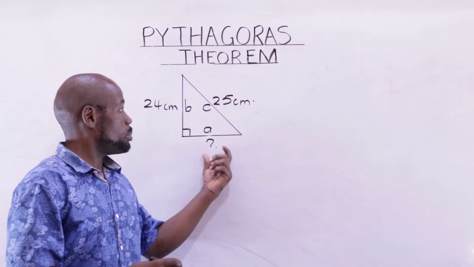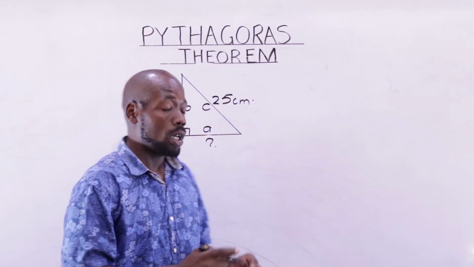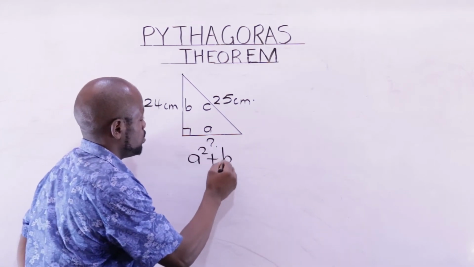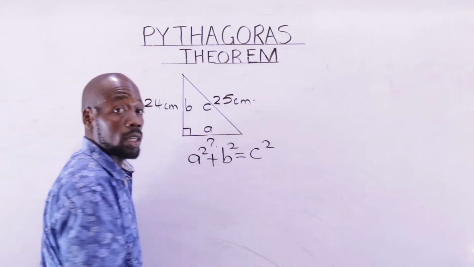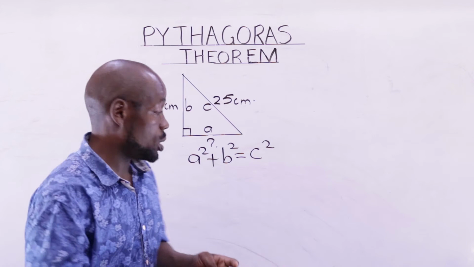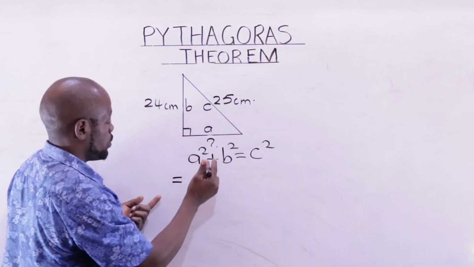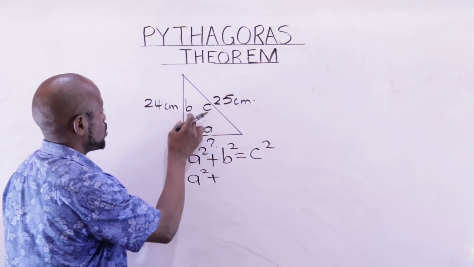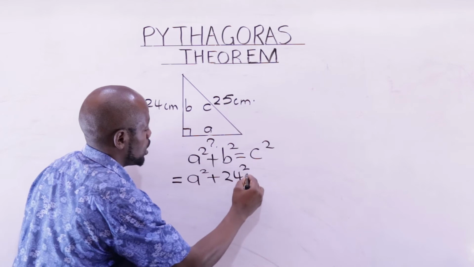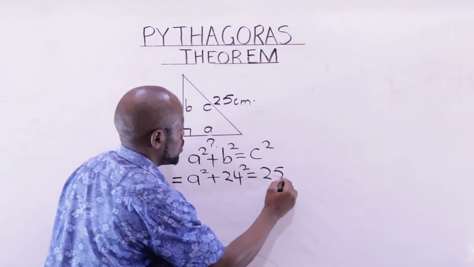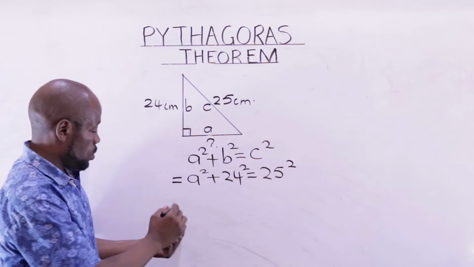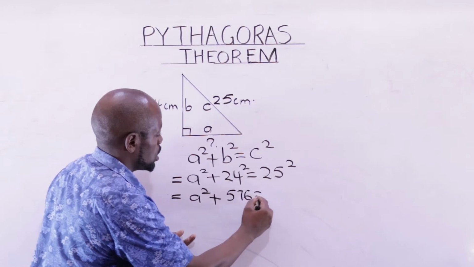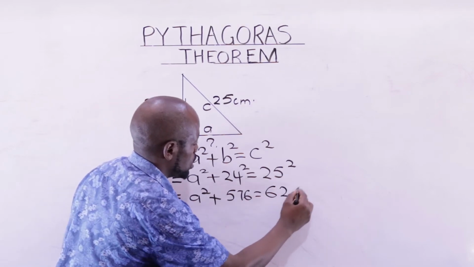Let's look at how to get the base in this question number 2. Our first step is to write down the theory. A squared plus B squared is equal to C squared. And then the second thing, we have to do the substitution. So we'll come here and say our A we have not been given, so A squared remains an unknown number. And then B squared for the height is 24 squared is equal to C squared, which is 25. So then we will work out A squared, 24 squared is 576, which gives me 25 squared, 625.